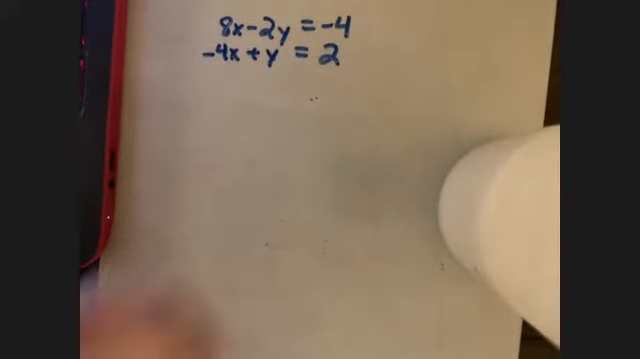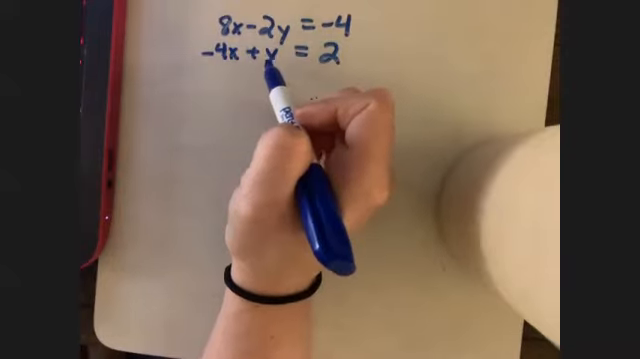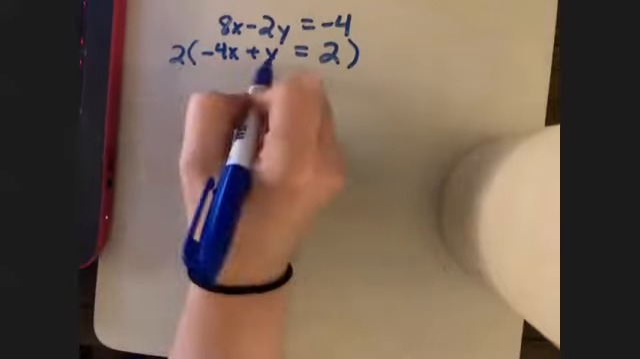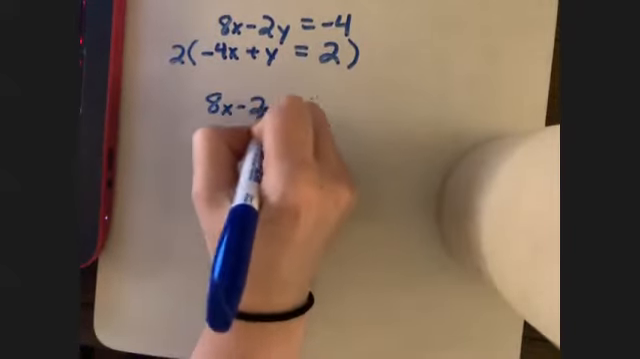Okay, so for this one, we've got 8 and 4 will match at 8. 2 and 1 will match at 2, so I'm going to make this one line up this time. So again, I'm going to make the y's line up down here. So top line, I didn't change anything.